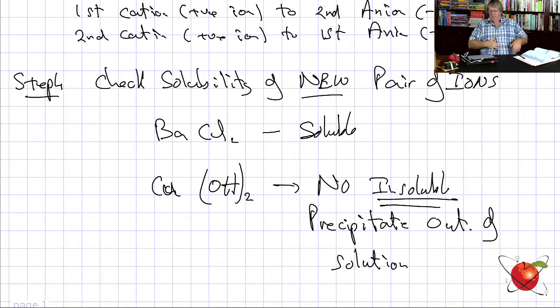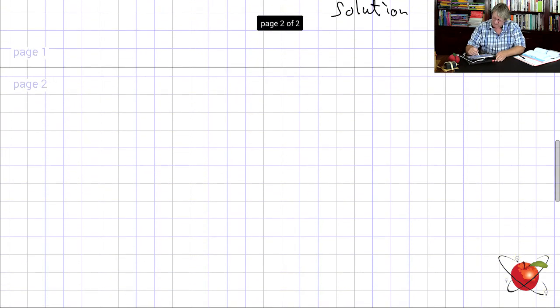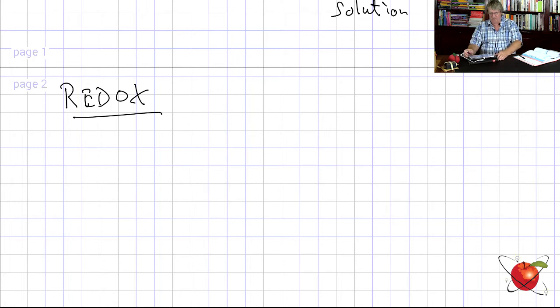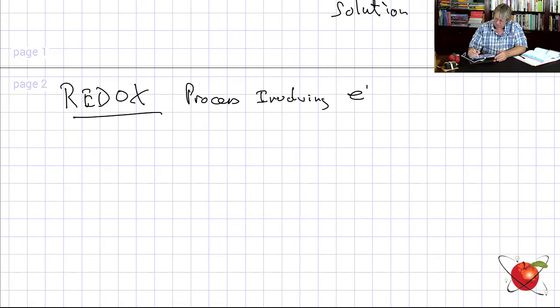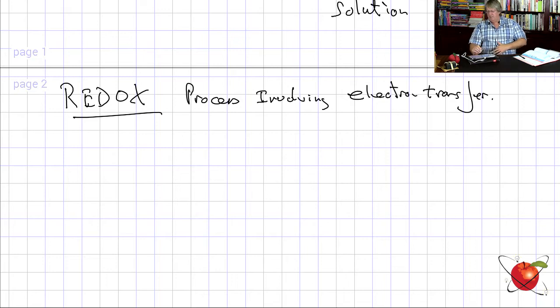The last section here is redox reactions. Now, redox reactions are, well, next year, an entire chapter on their own, okay? This is a process involving electron transfer. Right? It's a process involving electron transfer.